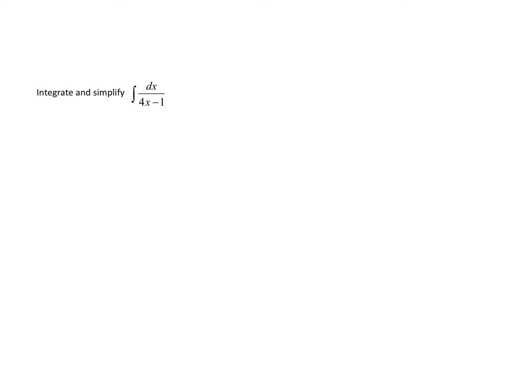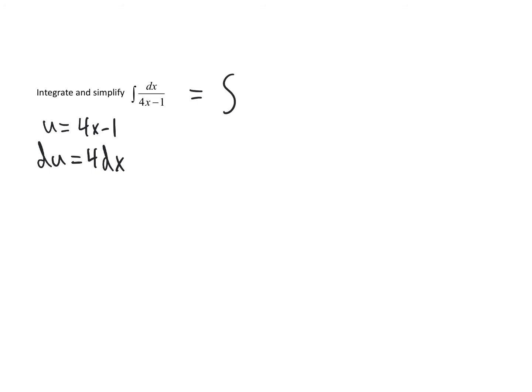This week we're continuing to look at integration, but we're now working with substitution, and we also have a couple examples of definite integrals. So this first example, we let u equal 4x minus 1. We can take the derivative, which will be 4 dx.